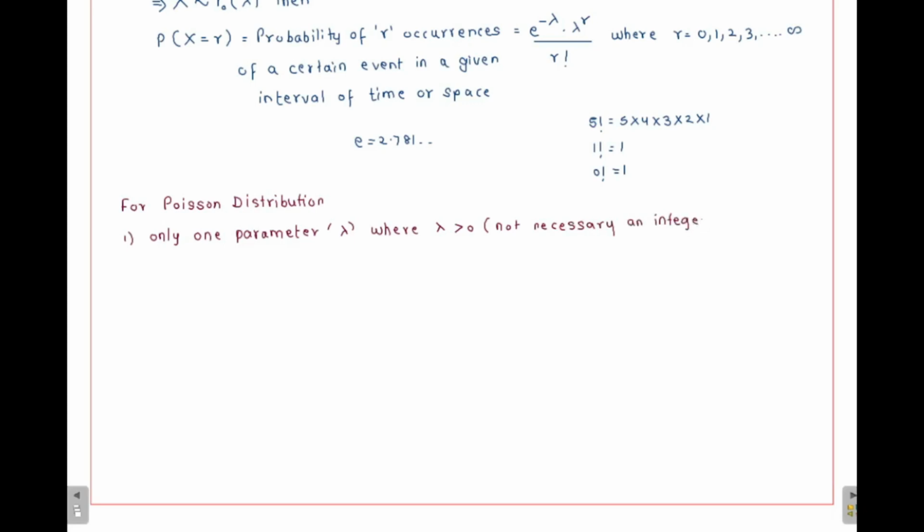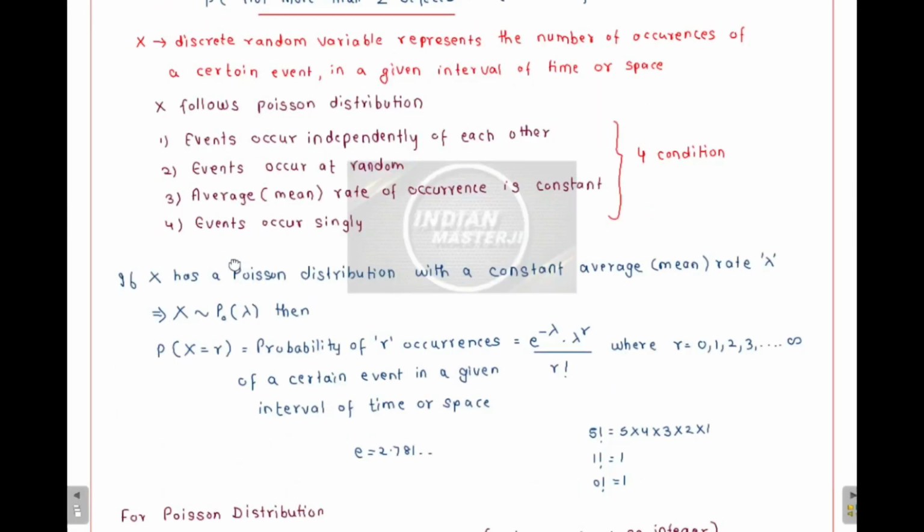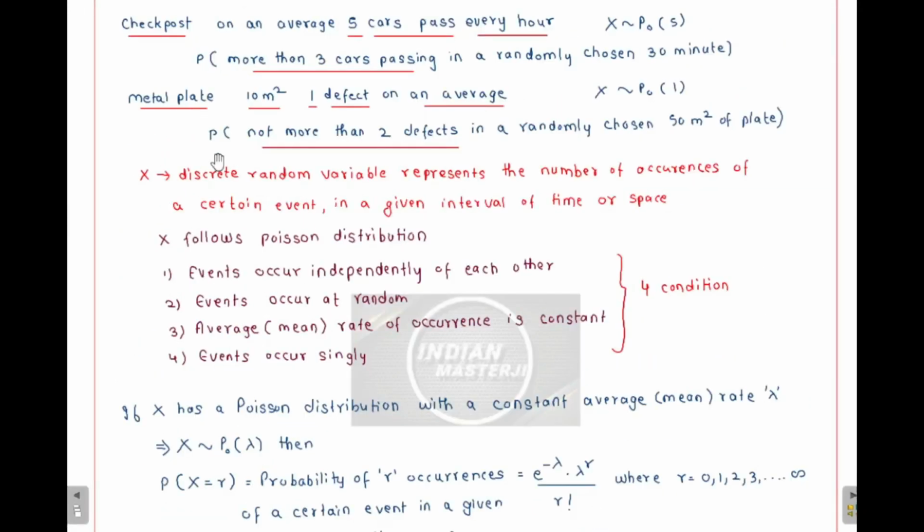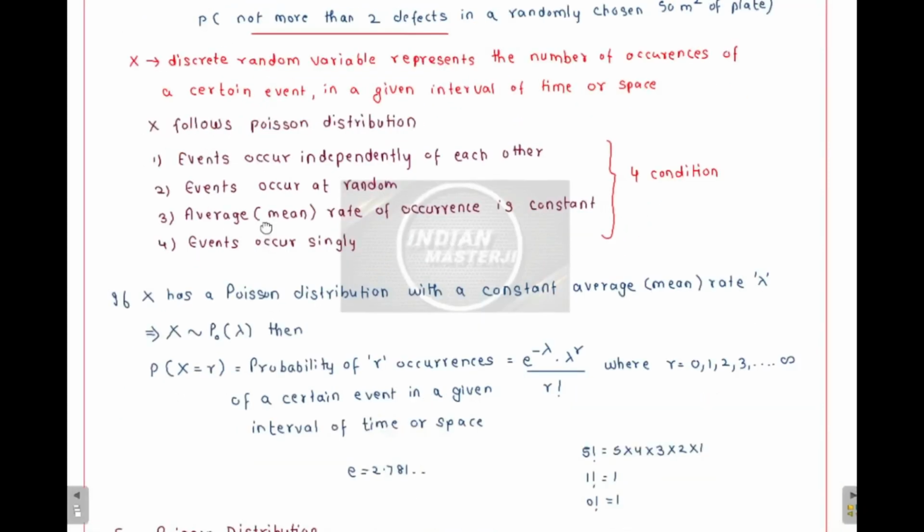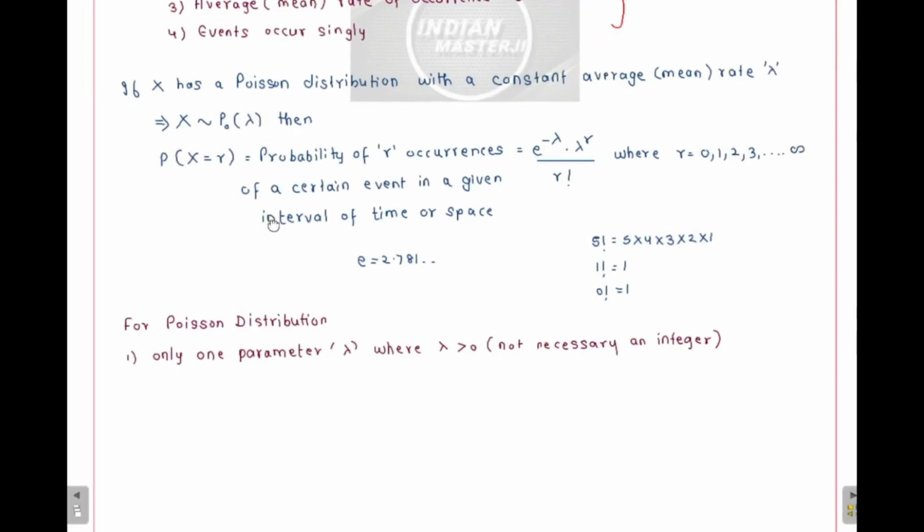When I say not necessarily an integer, what does it mean? For example, in the metal plate scenario, say for every 10 meter square there are 1.5 defects. So it means that for 20 meter square there will be 3 defects. For every 20 meter square there are 3 defects on average. That's the reason I say for 10 meter square it is 1.5. So it can be 1.5. Here I wrote it as 1 because we started with the example as 1. But it's not necessary that it has to be an integer.